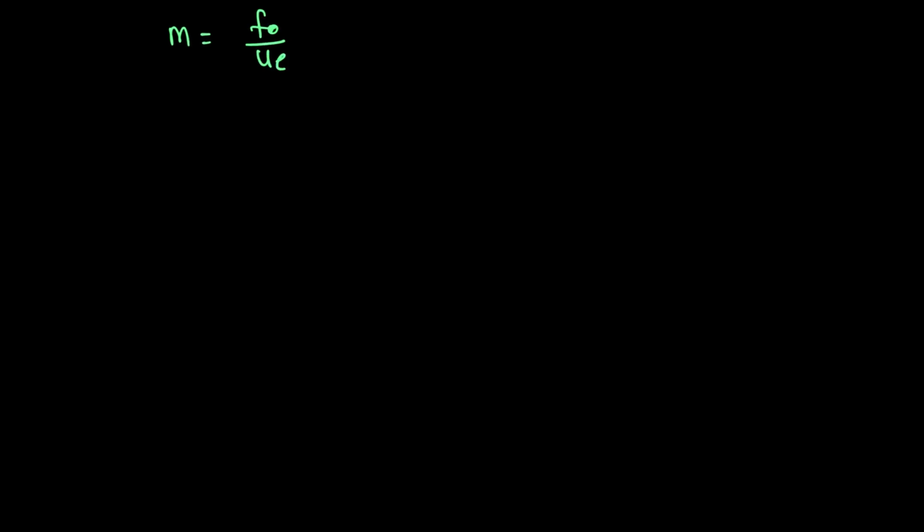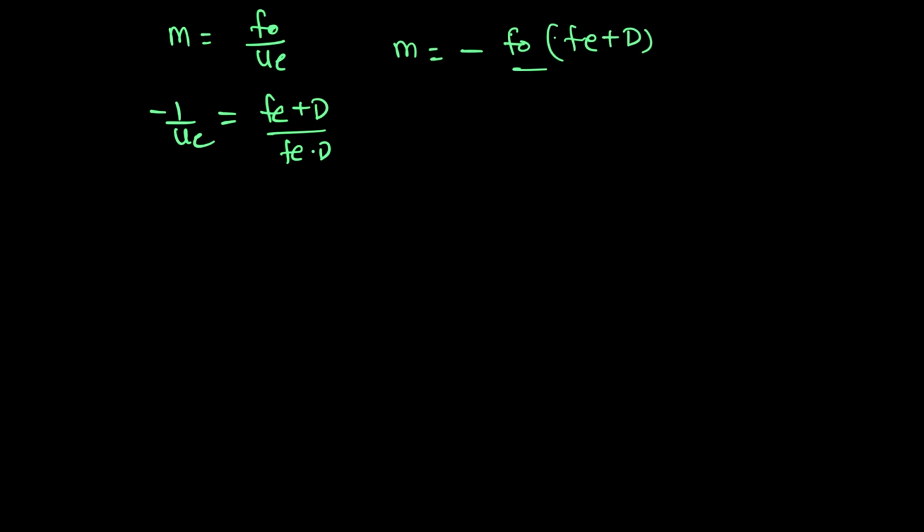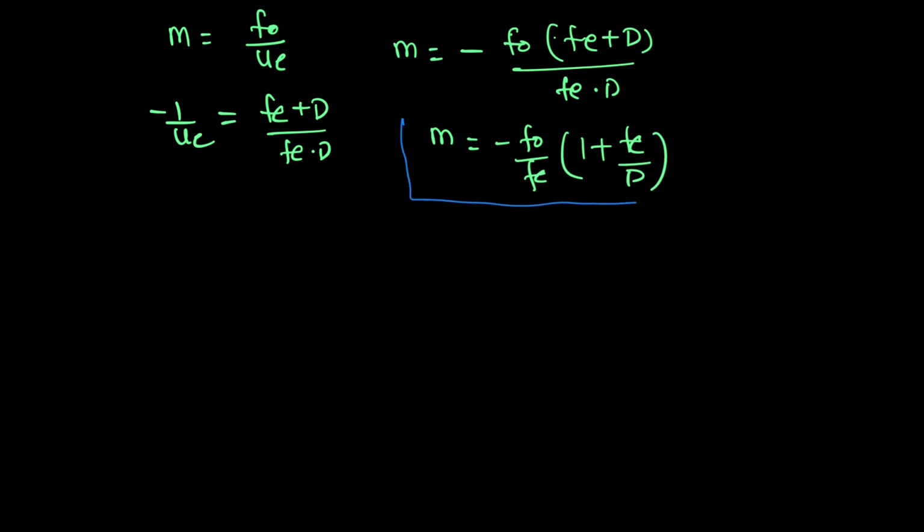If I substitute this value over here, finally I get M is equal to FO divided by UE, with 1 by UE being FE plus D over FE into D. So magnification will be equal to minus FO times FE plus D divided by FE into D. Now if I simplify this a bit, I will get FO divided by FE times 1 plus FE divided by D. So this is the magnification of a telescope.